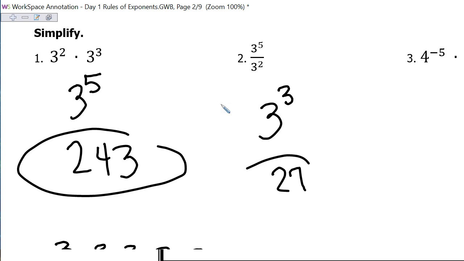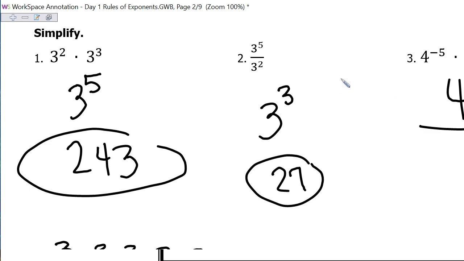Next one, number 3. Notice the bases are the same, so keep the base the same. And when you're multiplying, what do you do with those exponents? Add them. So it's negative 5 plus 3, negative 2. Now this is a no-no. Never leave a negative exponent in your answer. To get rid of the negative exponent, send it to the other side of the fraction. So how do I change 4 to the negative 2 to a fraction? 1 over 4 squared. Yeah, put it over 1.